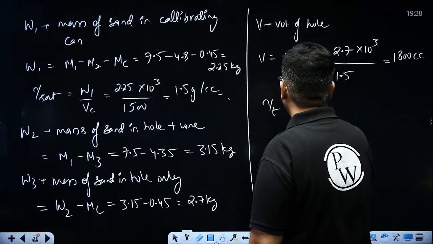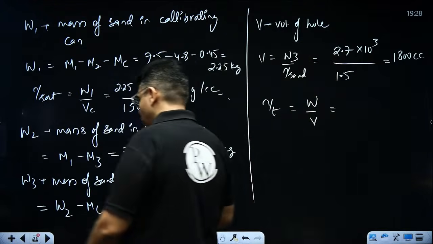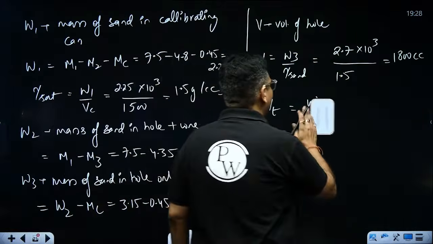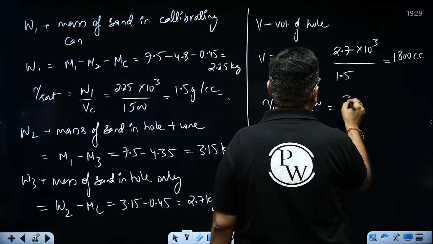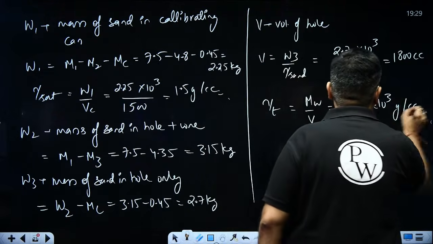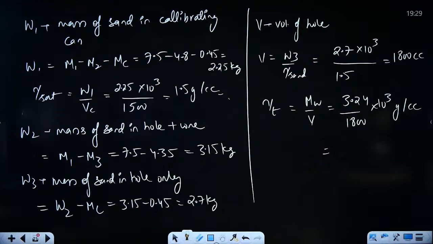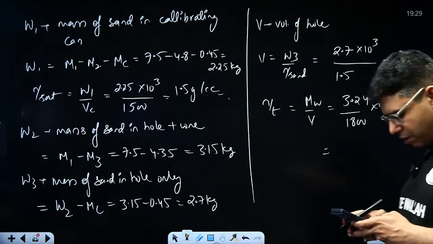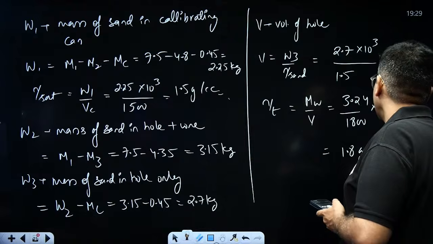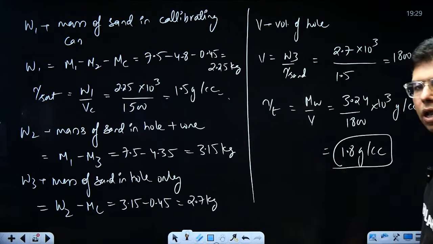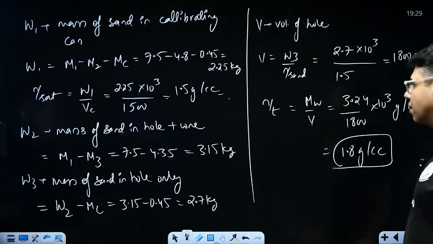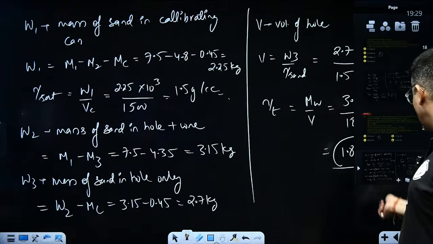Gamma t will be equal to what? W by V. Weight of wet soil excavated is 3.24, that is Mw by V. 3.24 upon 1800 into 10 to the power 3. Answer will be in gram per cc. So 3.24 divided by 1800, 1.8 gram per cc is correct. Now it's perfect. Very good question. 1.8 gram per cc is the correct answer. Very good. So like this you can solve it.